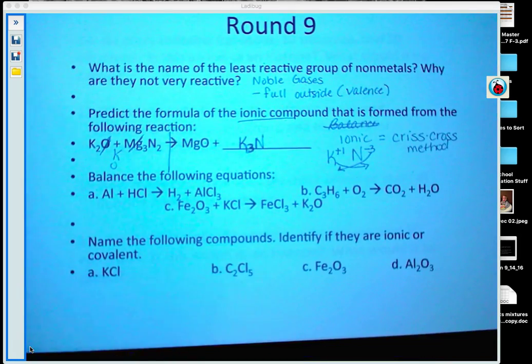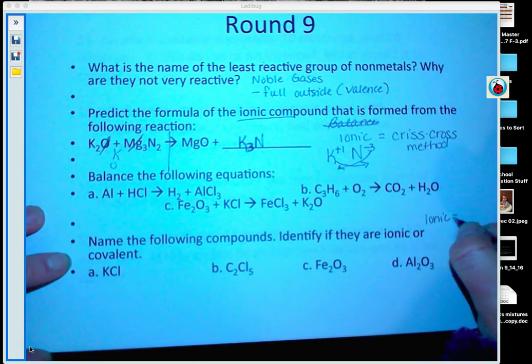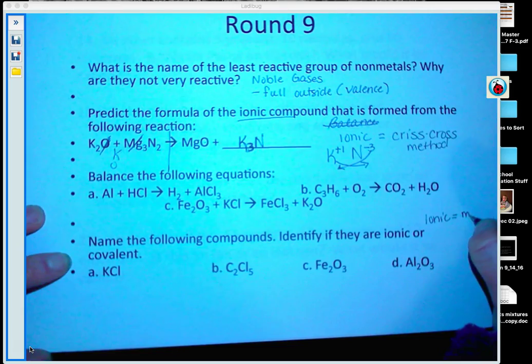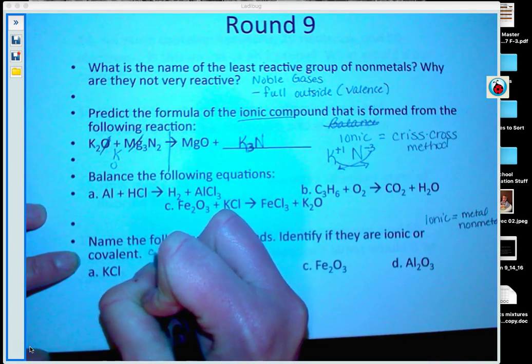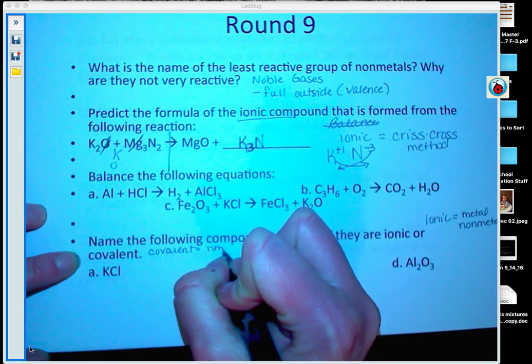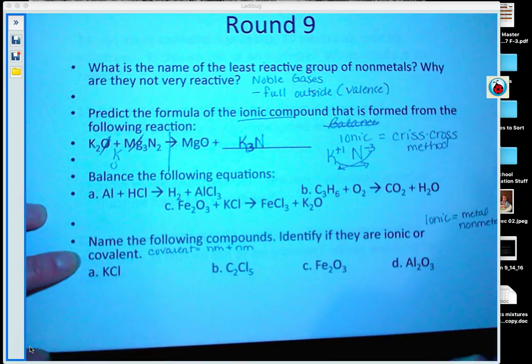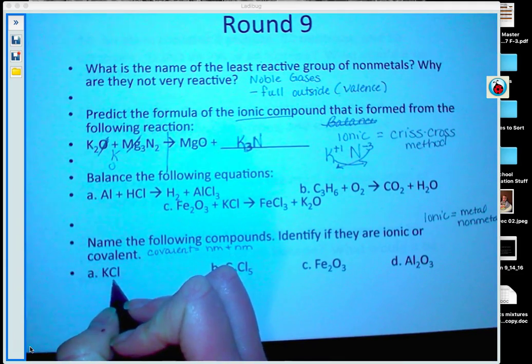At the bottom, it says name the following compounds. Identify if they are ionic or covalent. Don't forget ionic, and there's another video on that, is a metal, which is going to be your donor, and a non-metal. Okay, covalent, meaning to share. Covalent is non-metal and non-metal, Nm and Nm. Okay, potassium and chlorine. Is potassium a metal or a non-metal?